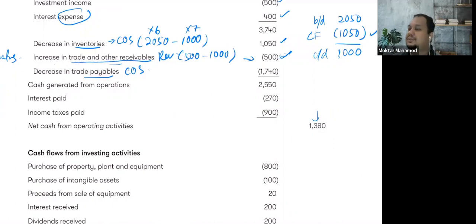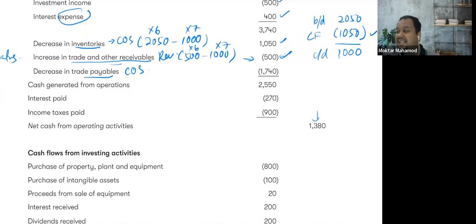Yes, because we have yet to collect cash from the customer. That's why we have more sales, but the collection from customers is reducing. That's why we have more receivable balance at the year end as compared to the beginning of the year. So this is year 6, this is year 7, right?